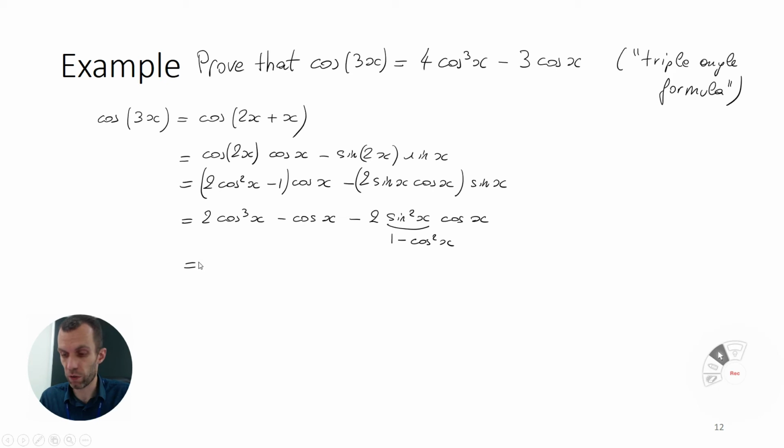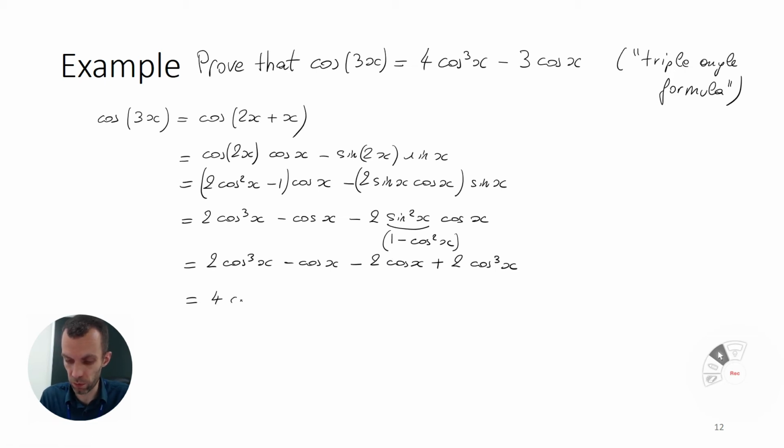And for the sake of clarity, let me write out what this entire expression is again. Cosine to the third minus cosine x, minus 2 times cosine x, and then plus 2 times cosine to the third x. So you multiply cosine x times what's in parentheses here. Now if you clean this up a little bit, you get 4 times cosine to the power 3x minus 3 times cosine x.